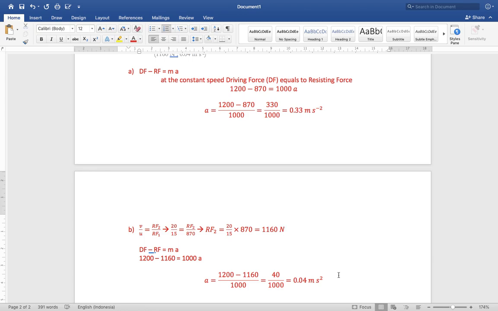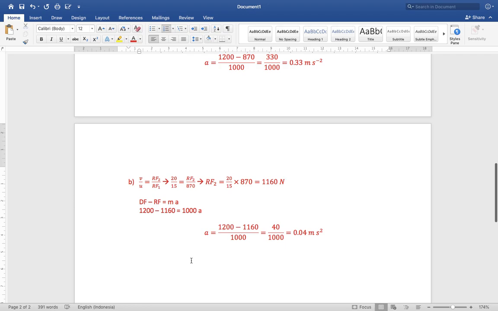I hope this explanation can help you understand how to get the information to solve all the questions on force and acceleration.